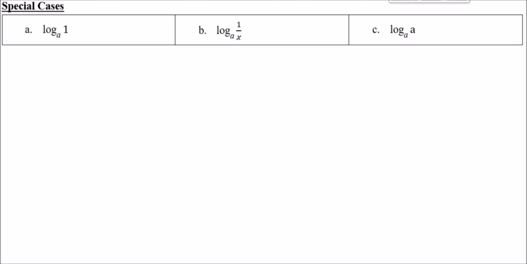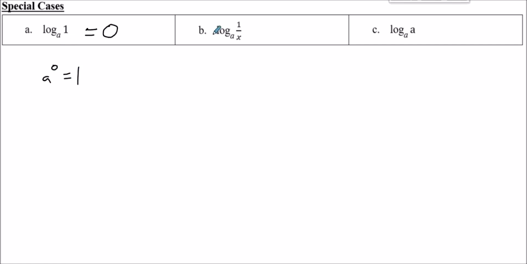So log base a of 1 is going to be 0. I'll explain why. Remember, the log of any number is the power to which we raise the base to get this number. And so a to the power 0, in fact anything to the power 0, gives us 1. And so, therefore, we need to raise the base to 0 to get 1.